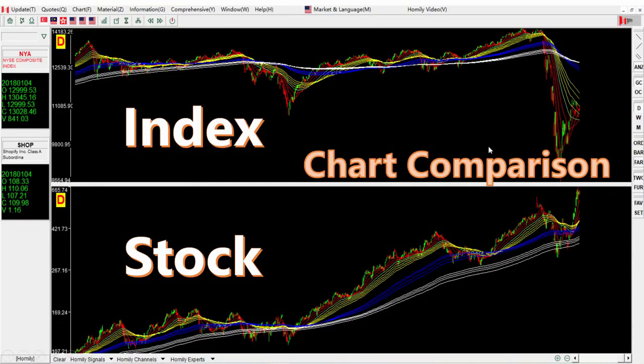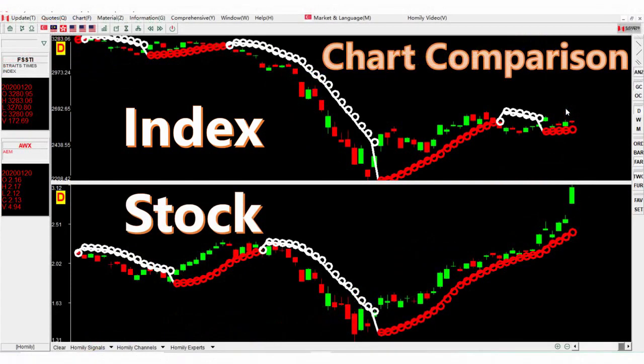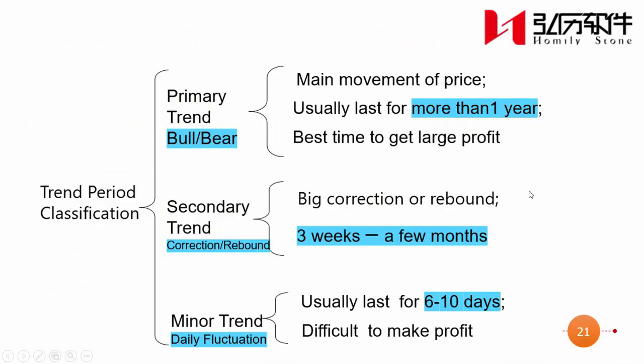So here is the chart comparison. We click the chart and can do chart comparison. We can compare index and index, index and individual stock, and also stocks and stocks. So this is chart comparison. Which one is stronger, which one is weaker? It's very clear. Strong will be stronger.